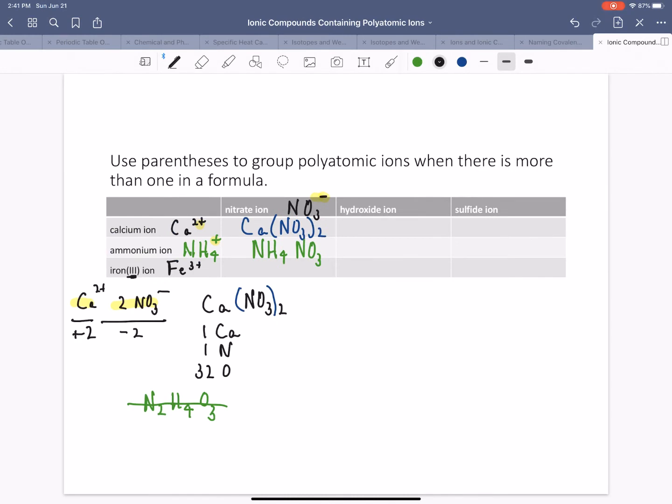So here we have iron 3 and nitrate's a -1. We're going to need 3 nitrates to balance that +3 charge.